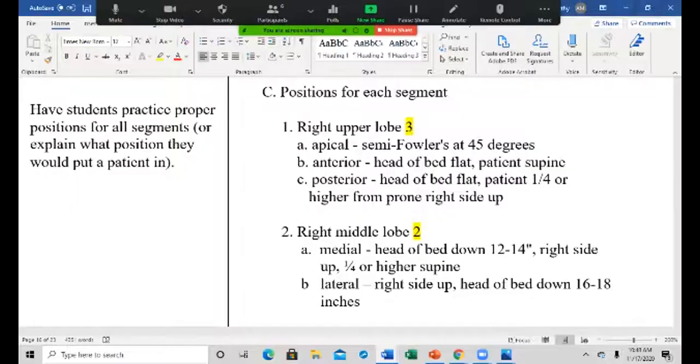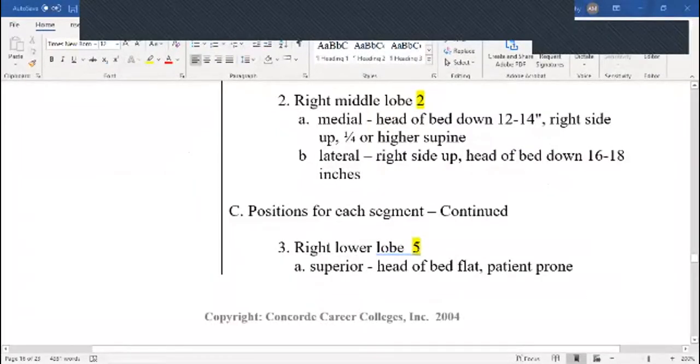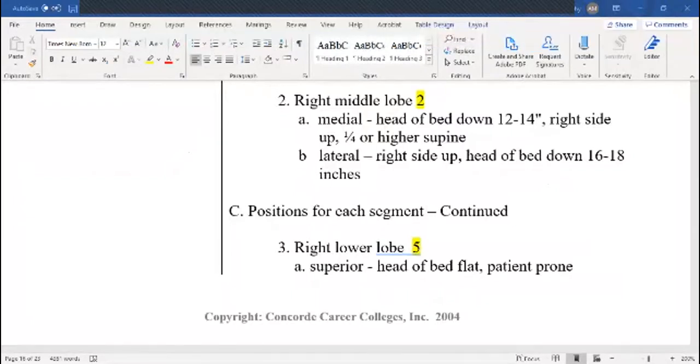Right middle lobe, it has two segments, the medial and the lateral, right? So if there are secretions built up in the medial segment of the right middle lobe, then you need to have the head of the bed down 12 to 14 inches, right side up, 1/4 or higher from supine, okay? So they were supine, and then you turn that right side up 1/4 turn, and the head of the bed down 12 to 14 inches. You don't have to remember the inches part. Just remember that the head of the bed should be down and the patient is supine with 1/4 turned up on the right side, okay? So they land on their back this time, but their right side is cocked up, 1/4 turned up, right, from supine, but the head of the bed has to be down, so they're in Trendelenburg. Anytime the head is lower than the feet, that's Trendelenburg, all right? So we're draining like that.